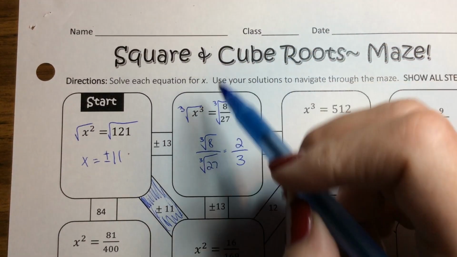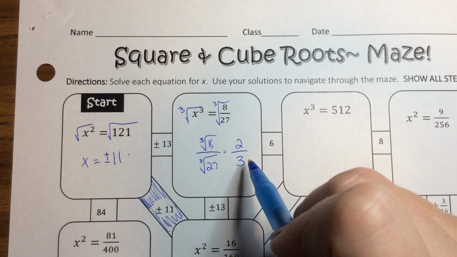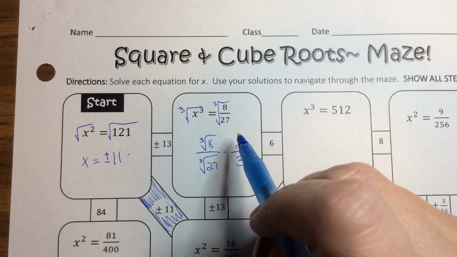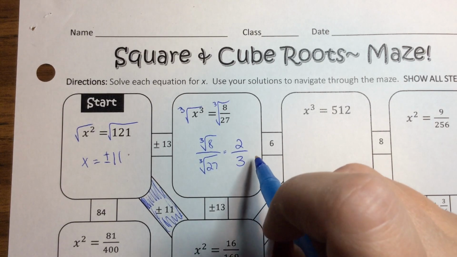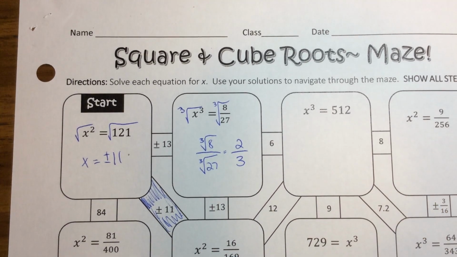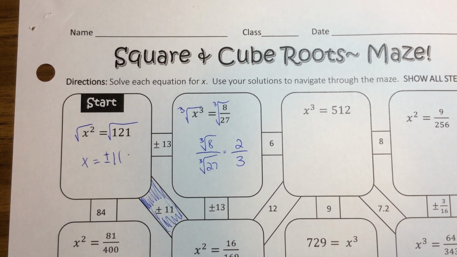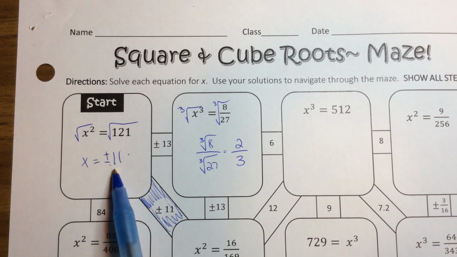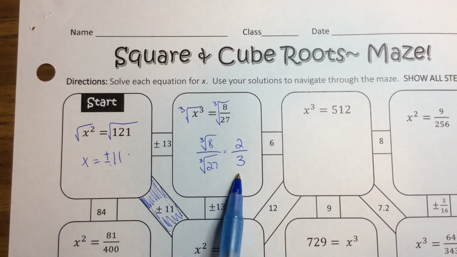But here's the thing about cube roots. If it's a positive, then your answer will be positive. If it's a negative, then your answer will be negative. You won't have two answers here. Cube roots will only have one answer, always. Square roots, however, they could be either way. So you'll have two answers for square roots, but only one answer for cube roots.